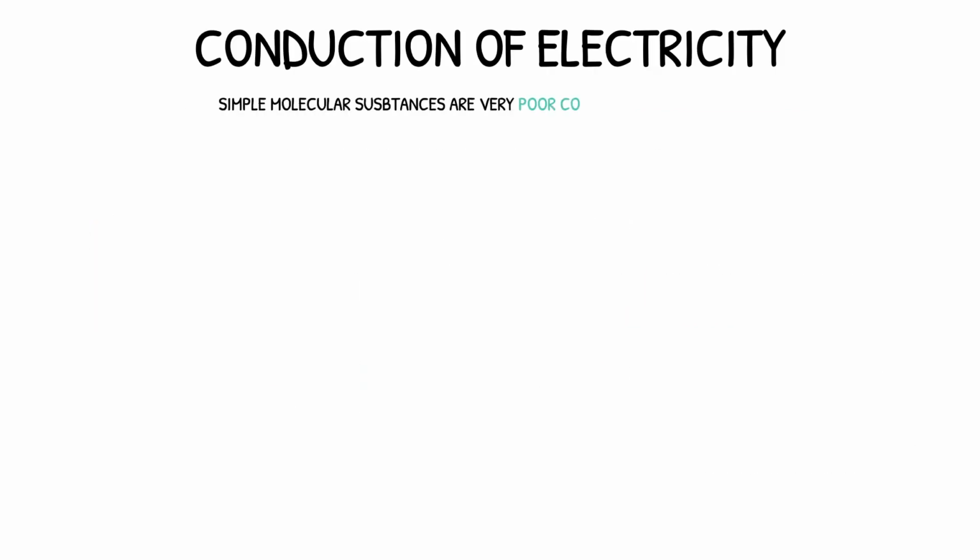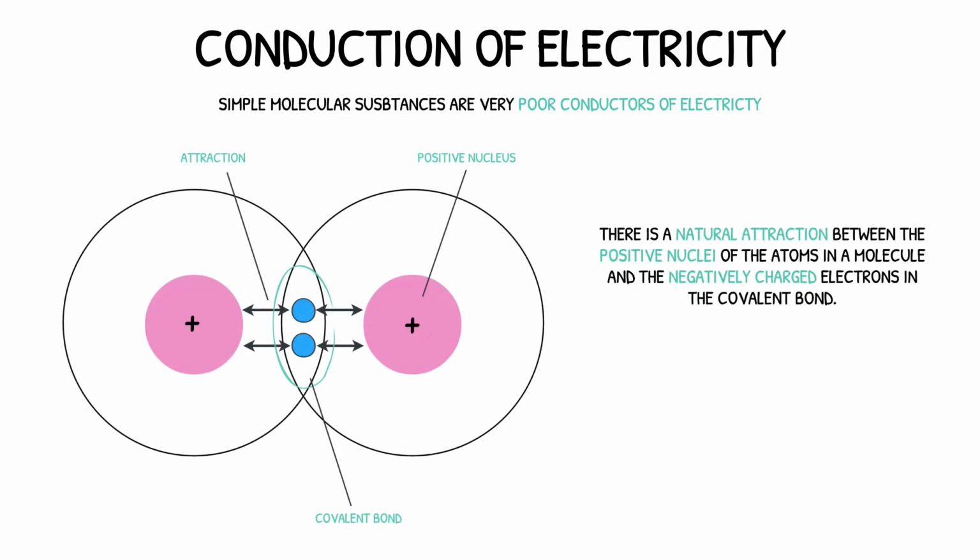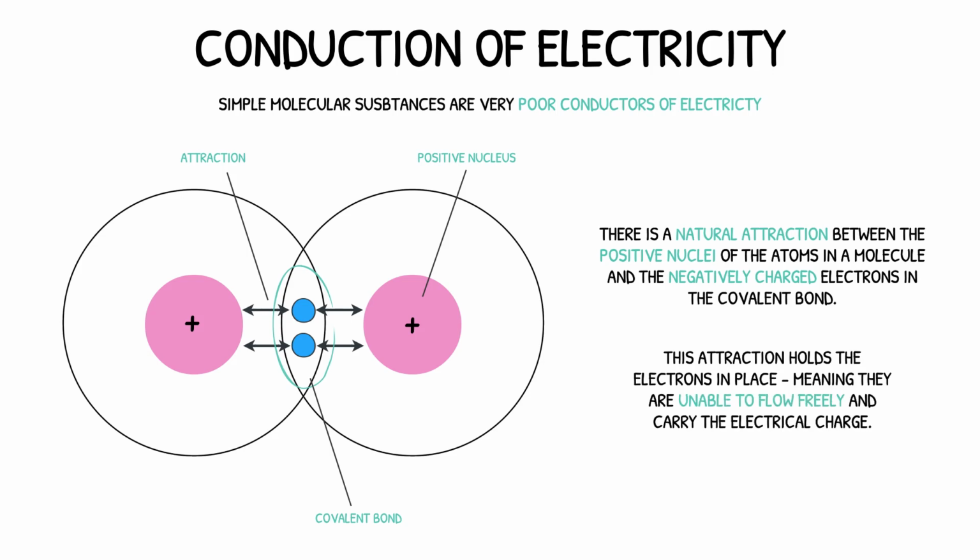Simple molecular substances are also very poor conductors of electricity. This is because of the natural attraction between the positive nuclei of the atoms in the molecule and the negative electrons shared in the covalent bond. This attraction holds the electrons in place, meaning that they are unable to flow and carry the electrical charge. And remember, if any substance is to conduct electricity, there must be charged particles within it that are free to move and carry an electrical charge.